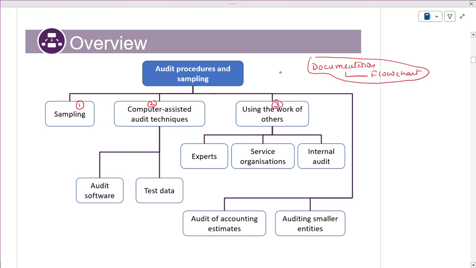Fine. Now, when you are doing the things, here you make it a point. They are divided. They are talking about, see, 1, 2, 3. They are taking the audit of accounting estimates and auditing of smaller entities. This is 2.1, this is 2.2. Okay, this is 3.1, 3.2 and 3.3.